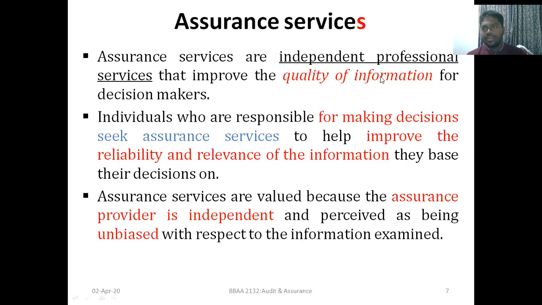In an organization, when they make decisions using information, and the particular information is not quality information, what happens? Due to the poor decision, a lot of bad things happen to the company. Suppose the company has to leave the market because of the poor decision. The company can't succeed in the market because of ineffective information. So please understand that assurance services are independent professional services that enhance the information quality.